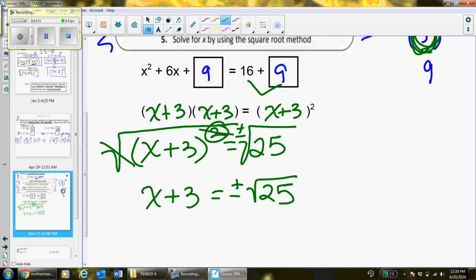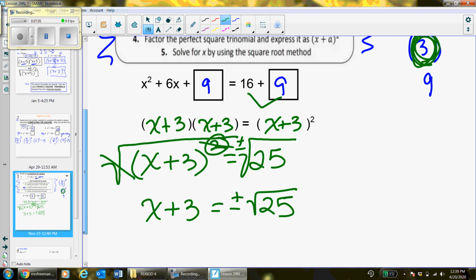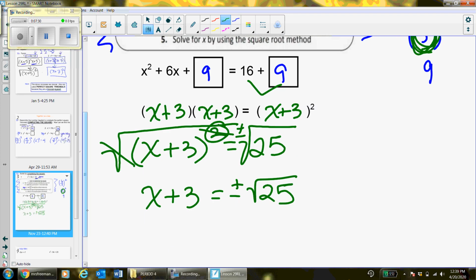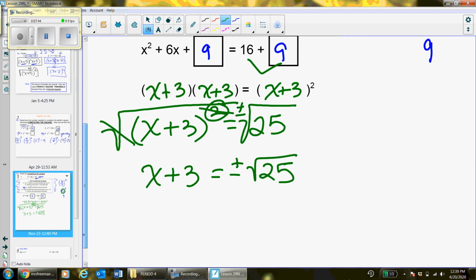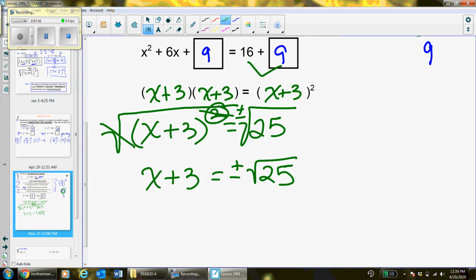All right, I'm kind of going to go step by step and break it down even further. So that was this whole step: factor the perfect square trinomial. That's how we got the x plus 3 squared, and express it as x plus a squared, same thing. Solve for x by using the square root method, and that's what we're doing now. So we have x plus 3 equals plus or minus square root of 25. Square root of 25 is 5, plus or minus 5.